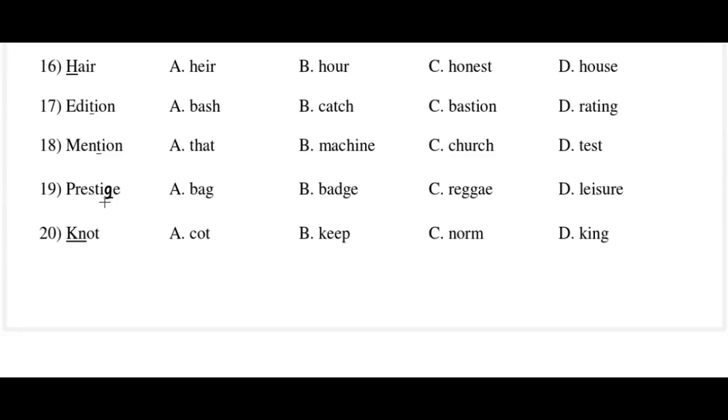Prestige. So this is not prestige. The underlying sound is not J, but J, prestige. Option A, we have bag, that's G. So what we are looking for is j. Option B, we have badge. All right, badge, j. Option C, reggae, that's ga. And option D, we have leisure, j, leisure. So the correct answer is D, leisure.